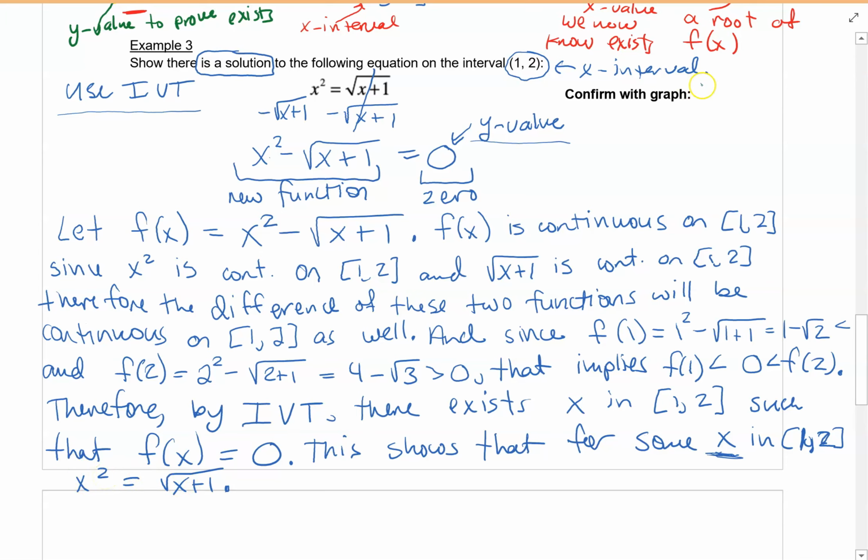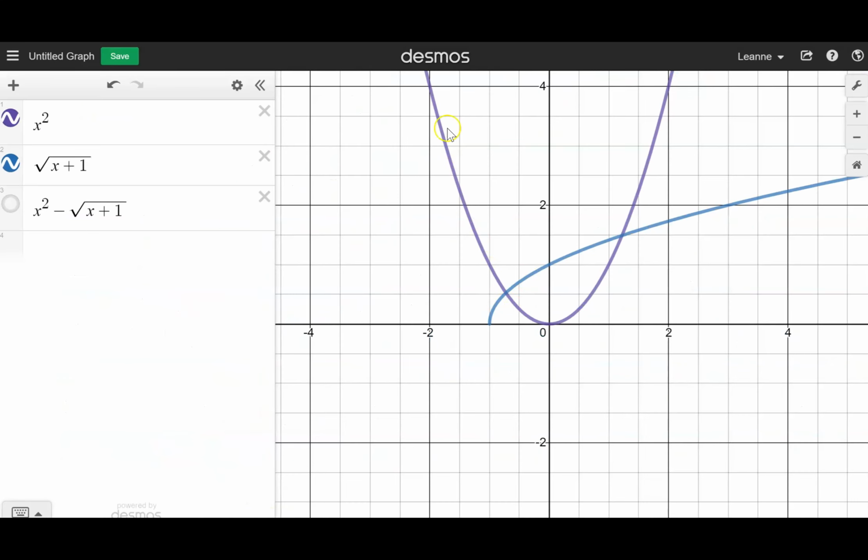Okay, so now let's go ahead and confirm this with a graph just so you can see how that works. So there's two ways you can check on a calculator, and you can sketch this on your paper too.